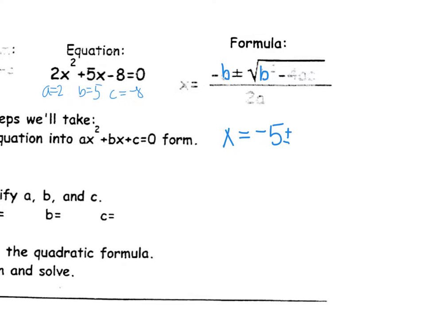Plus or minus the square root of b squared. So whatever b is, just square it. So 5 squared would be 25. Minus 4 times a, which is 2, times c, which is negative 8. And all of that is going to be over 2 times a. Well, since a is 2, 2 times 2 is 4. So honestly, that is the hardest part right there, is just plugging it in properly.